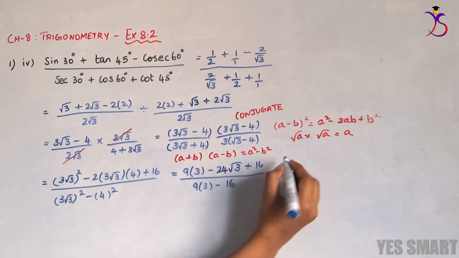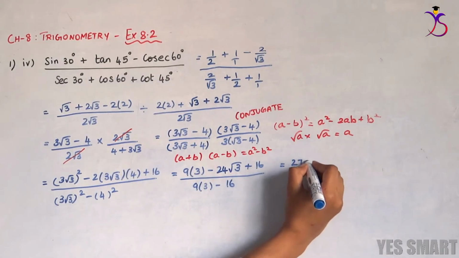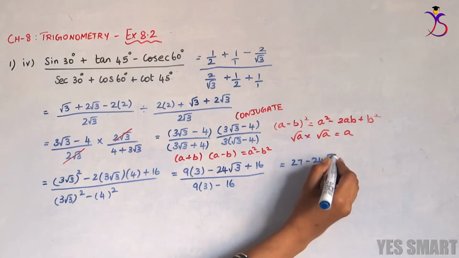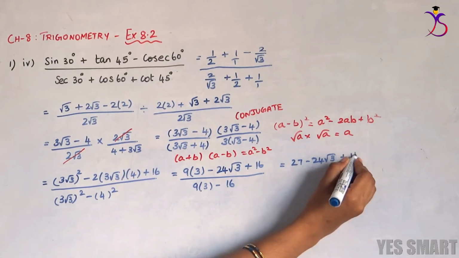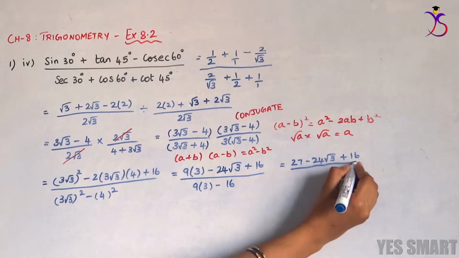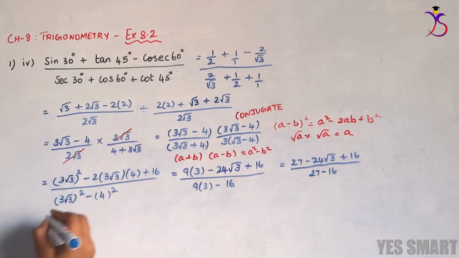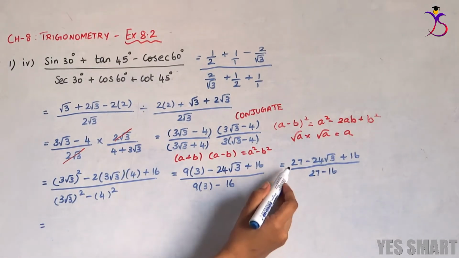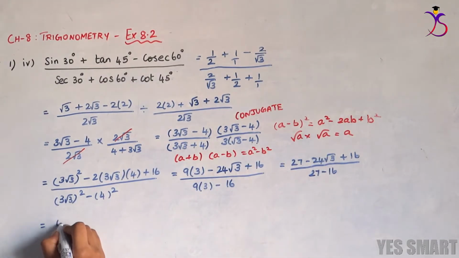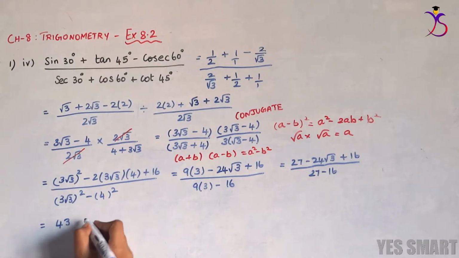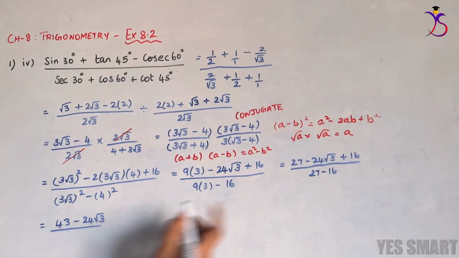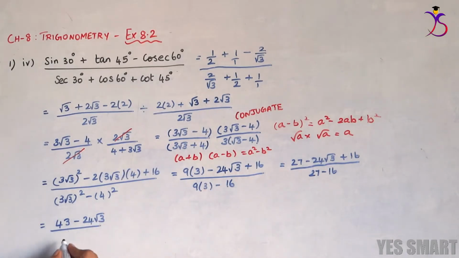On solving the numerator, 9 3s are 27 minus 24 root 3 plus 16, by 9 3s are 27 minus 16. Now I'm just adding 27 and 16 together. It gives 43 minus 24 root 3, just keeping it as it is, divided by 27 minus 16 is 11. So this is the final answer.